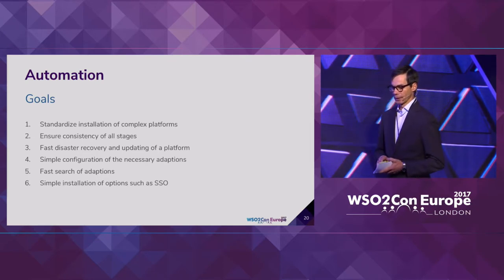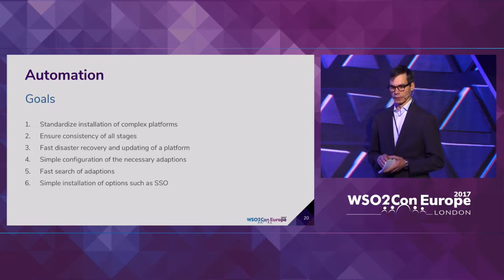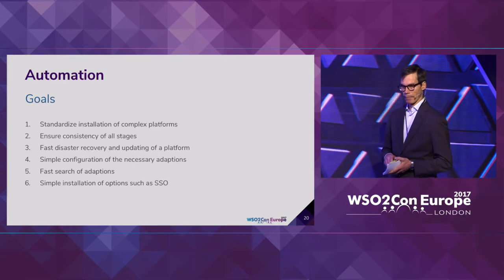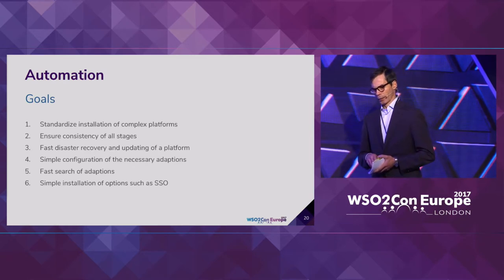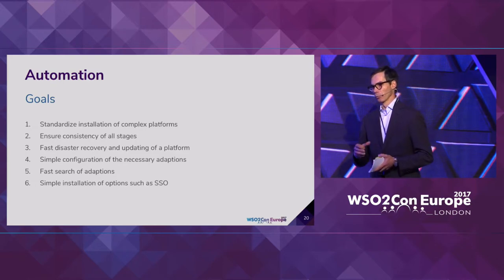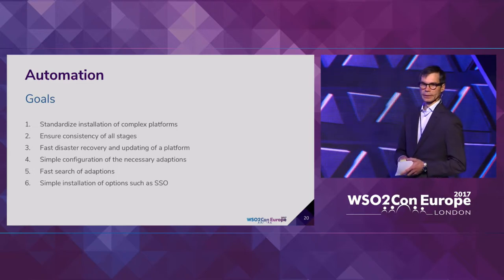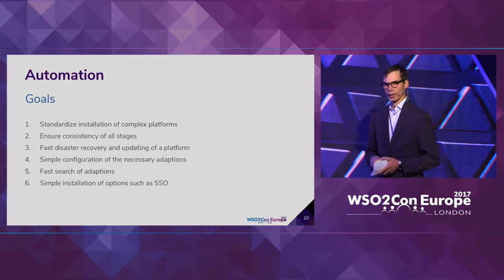We defined 6 goals. One is to standardize complex platforms. Complex means you have several hundred changes in files or also REST calls. And this is not only true for WSO2, don't mind. It's the same for FileNet, WebLogic, and so on. So the second one is to ensure consistency of all stages.